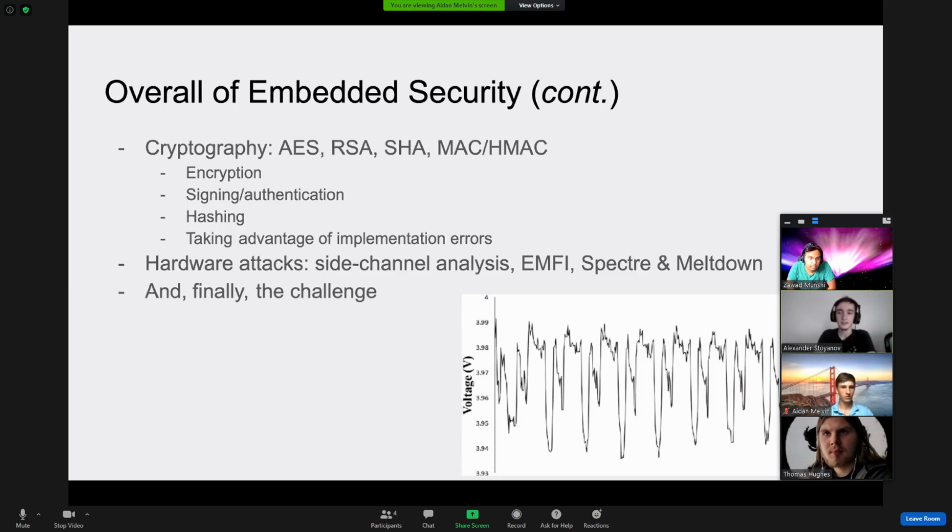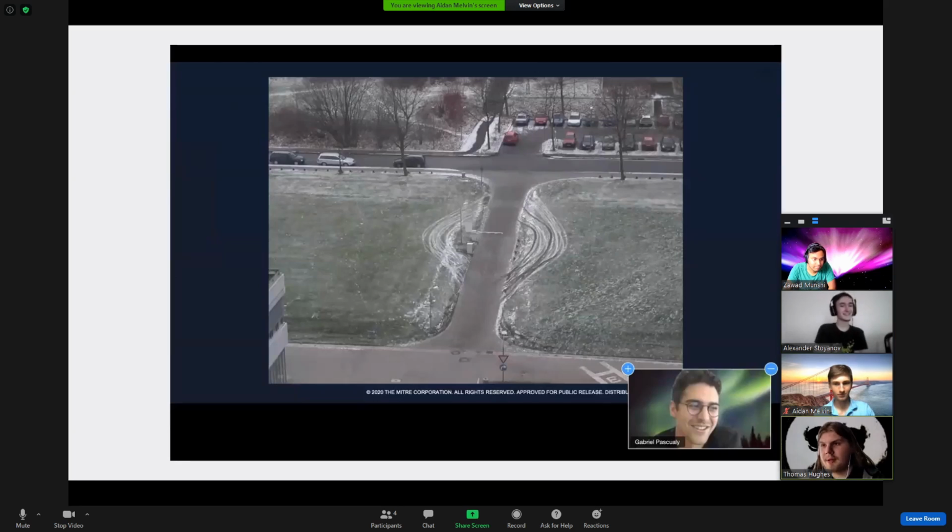We then learned how to take advantage of implementation errors, which are very common in such systems. Some of those implementation errors allow us to do side channel analysis, and a very famous implementation error allows for the Spectre and Meltdown vulnerabilities. And finally, we began working on the challenge. Now, even the best designed security protocols can be worked around. Like, you might want to build a fence for that road, but the security checkpoint can just be bypassed.